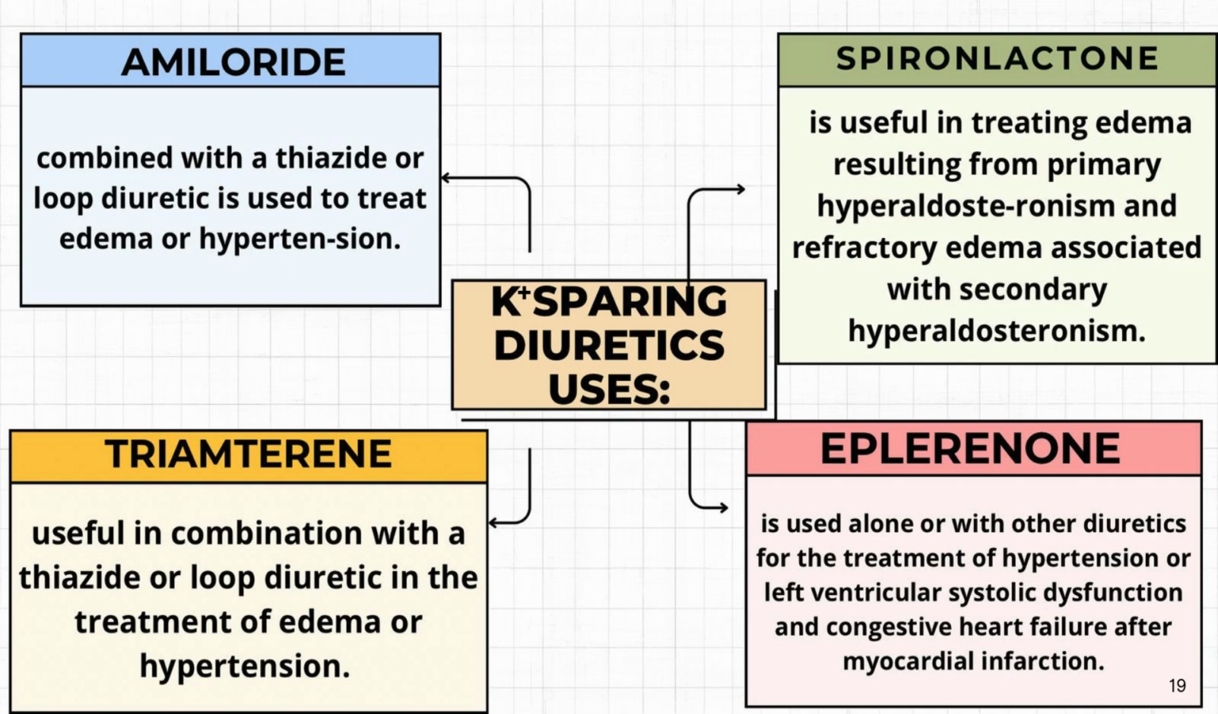Spironolactone is useful in treating edema resulting from primary hyperaldosteronism and refractory edema associated with secondary hyperaldosteronism. Eplerenone is used alone or with other diuretics for the treatment of hypertension or left ventricular systolic dysfunction and congestive heart failure after myocardial infarction.